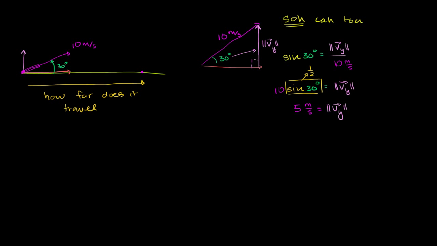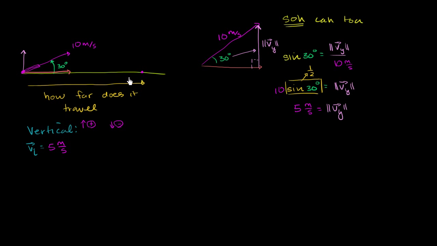So if we think about just the vertical velocity, our initial velocity, let me write it this way. We're talking only in the vertical, so let me do all of the vertical stuff in blue. So our initial velocity in the vertical direction is going to be 5 meters per second. And we're going to use a convention that up is positive and that down is negative.